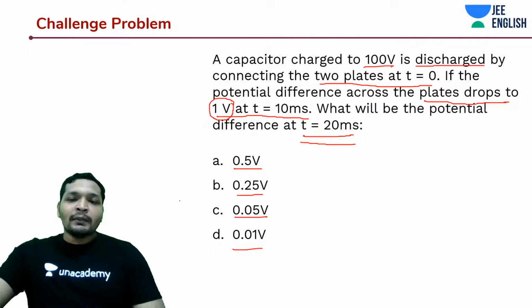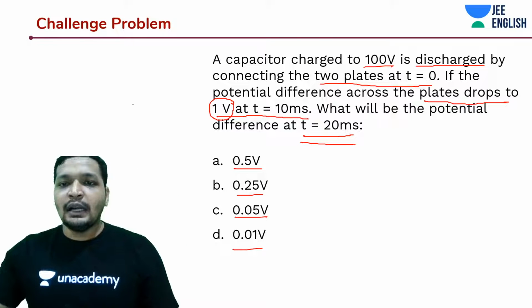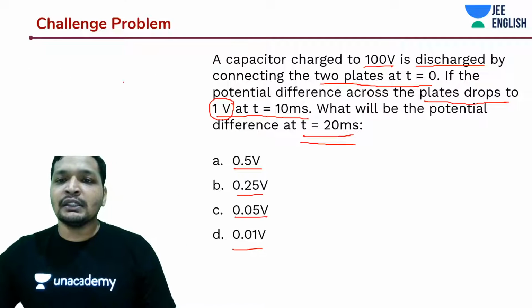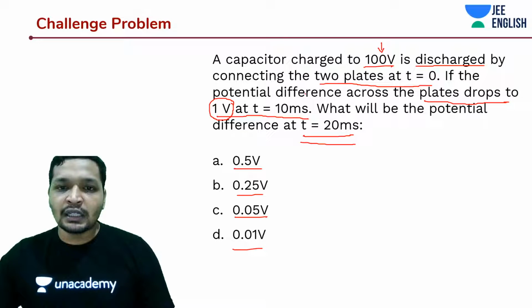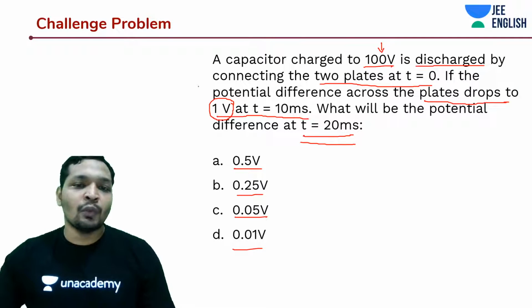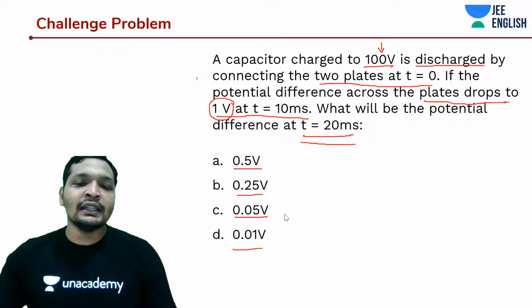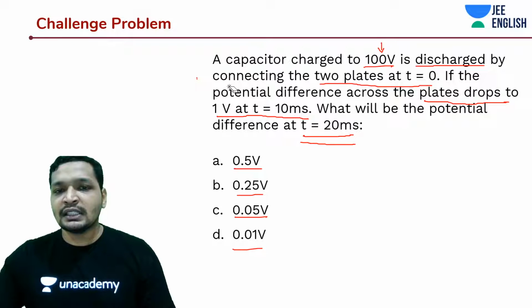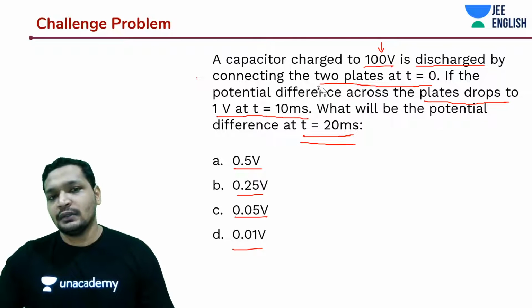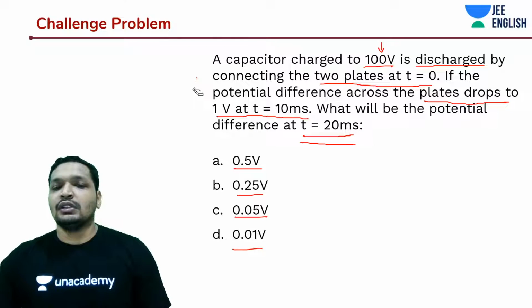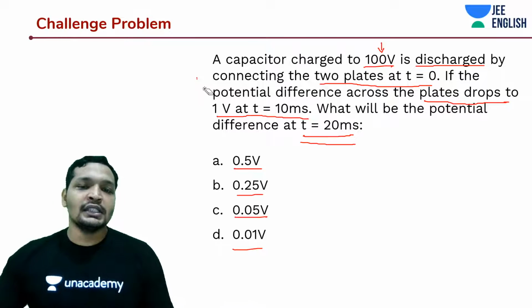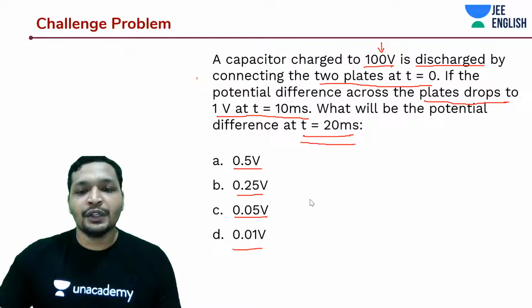So students, do remember, if you get a question like this and they have told you the capacitor is initially at 100 volts and it has been discharged after 10 milliseconds, it becomes 1 volt. That means it's not an ideal case where there isn't any resistance across it. They just said it is discharged by connecting the two plates, maybe through a wire or something. So there is some resistance across it. Do understand that point. This is the reason that I brought this question to your notice.